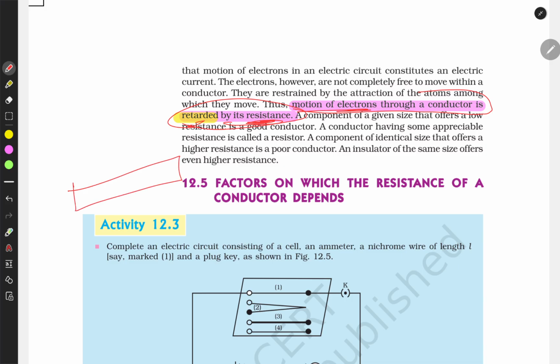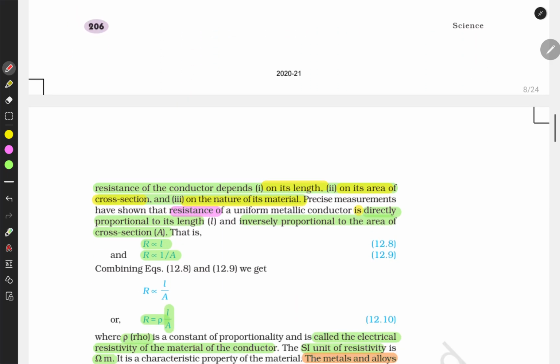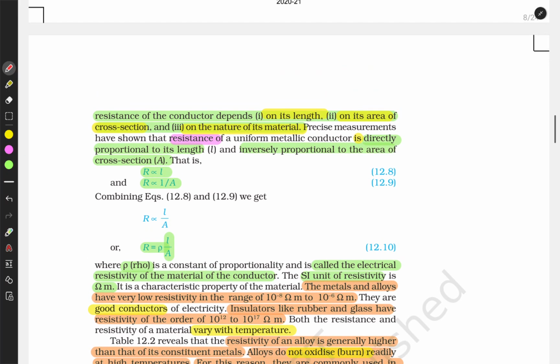Non-conductors are those that do not conduct electricity. Why? Because they resist the flow of electrons, the flow of current through them. Rubber and glass have highly resistive properties. So the resistance of a conductor depends first on its length, the area of cross section, and the nature of the material. Like I just discussed with rubber and glass, it depends on the nature of the material, along with the length and the area.